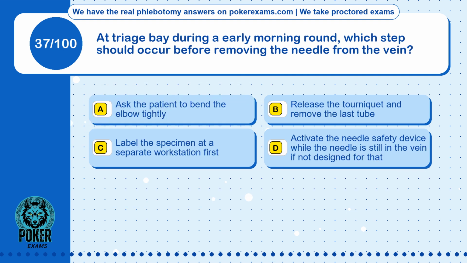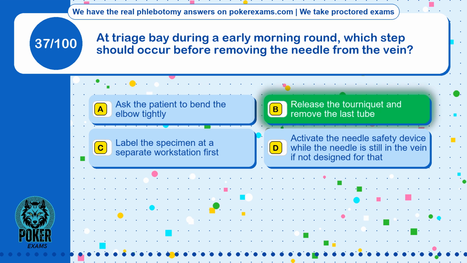Question 37. At triage bay during an early morning round, which step should occur before removing the needle from the vein? Option A. Ask the patient to bend the elbow tightly. Option B. Release the tourniquet and remove the last tube. Option C. Label the specimen at a separate workstation first. Option D. Activate the needle safety device while the needle is still in the vein if not designed for that.